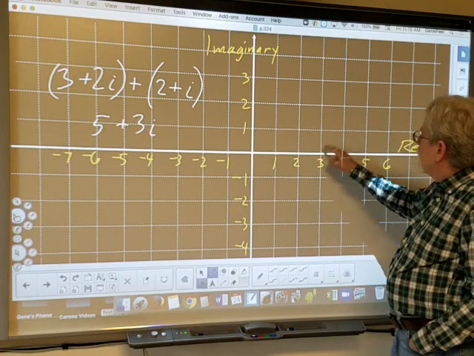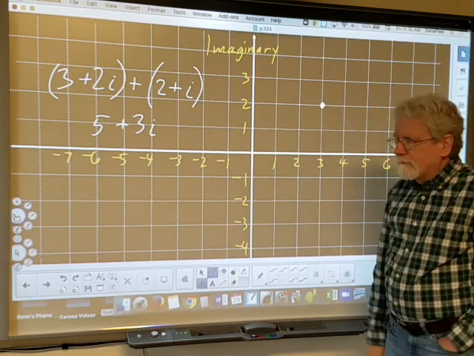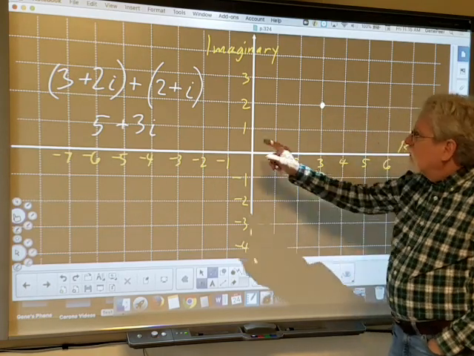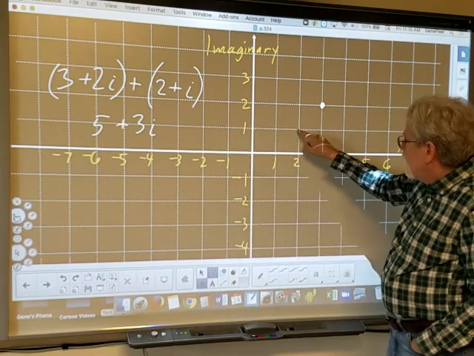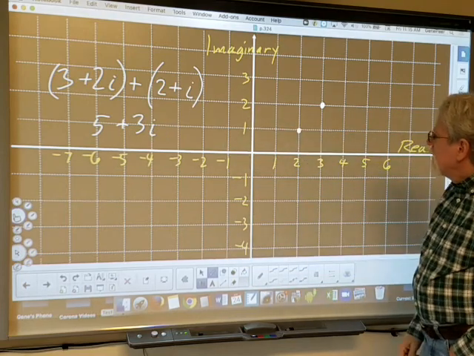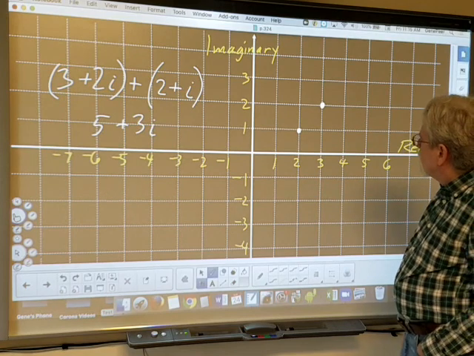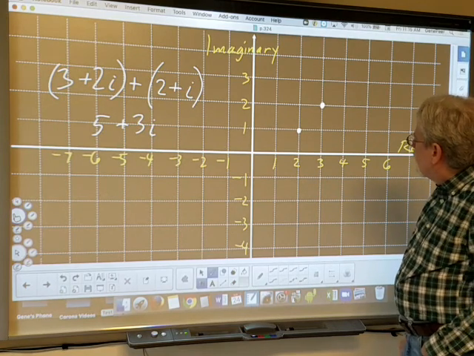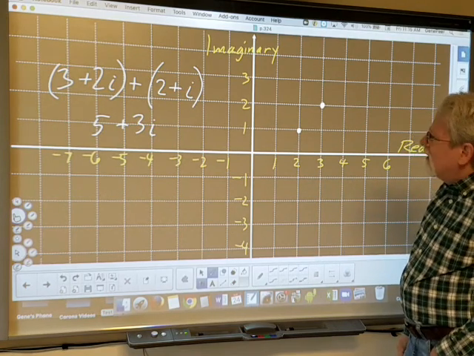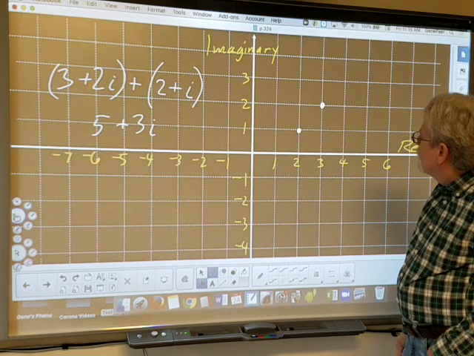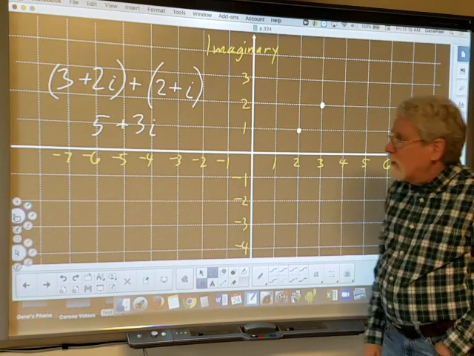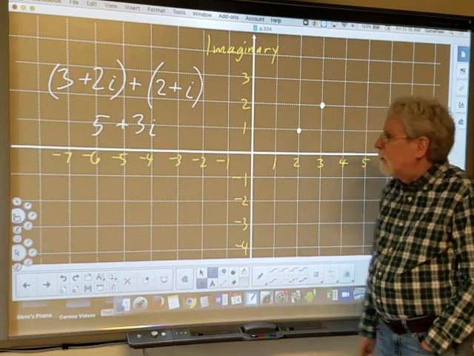3 plus 2i right there. And we're going to graph 2 plus 1i right there. And I see now that my choices of numbers were not the greatest. This is going to be a little bit awkward. I should have done it a little bit differently. But it'll have to do for now. I'll give you another example in a moment.